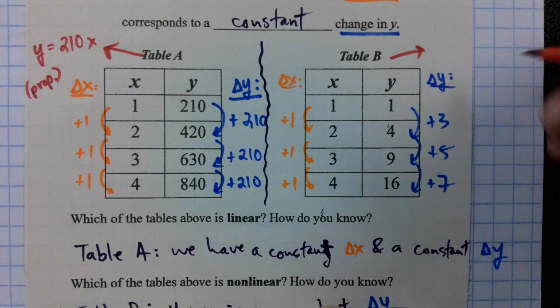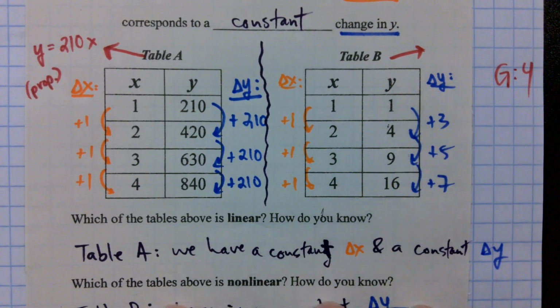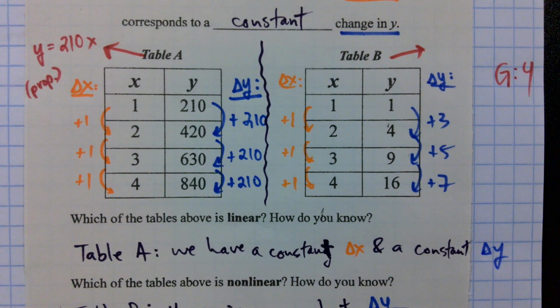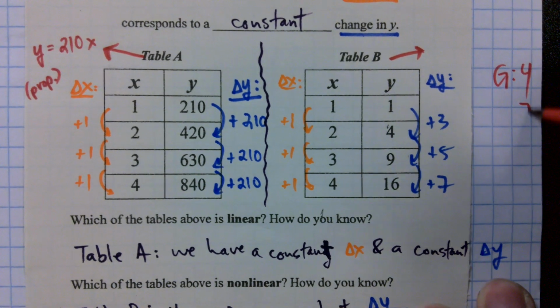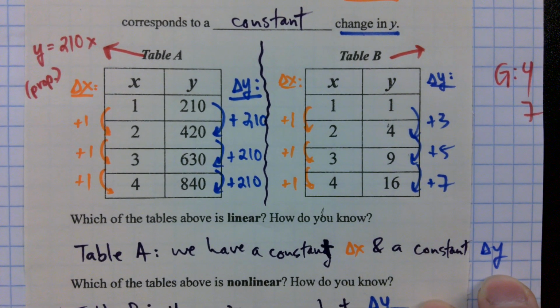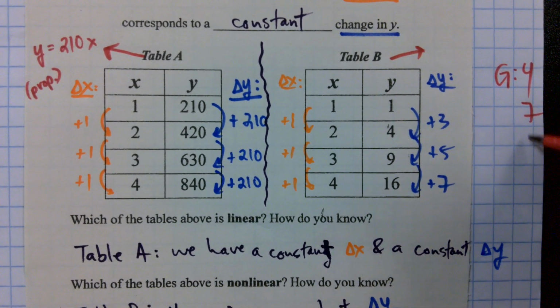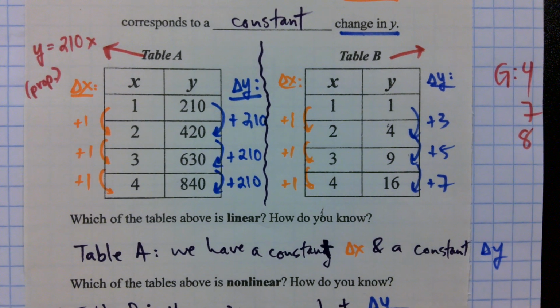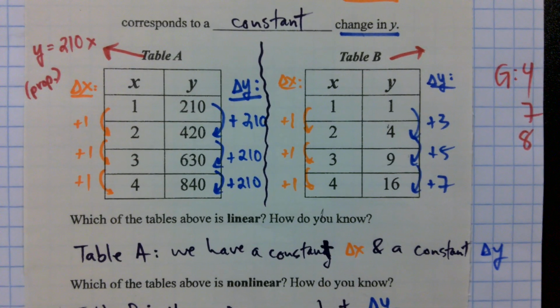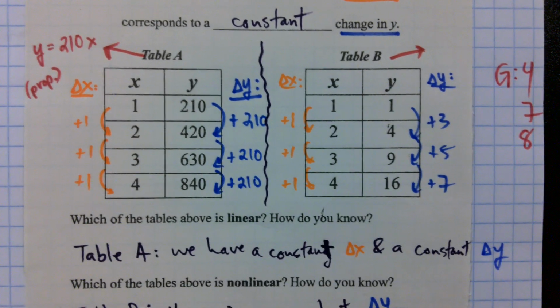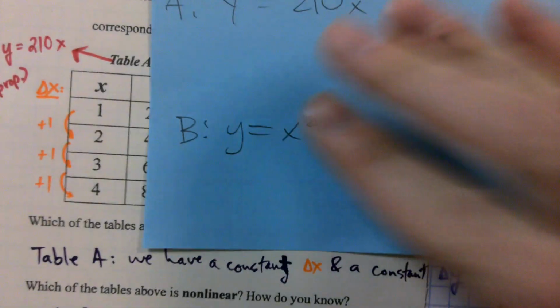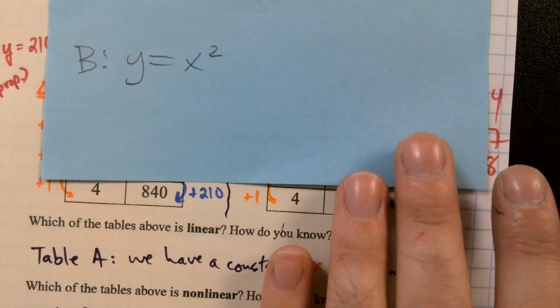Group number 4, which would be over there. Group number 7, right here. And group number 8, in the back. This is why you said this was it. It literally is on the paper. Is it not right?